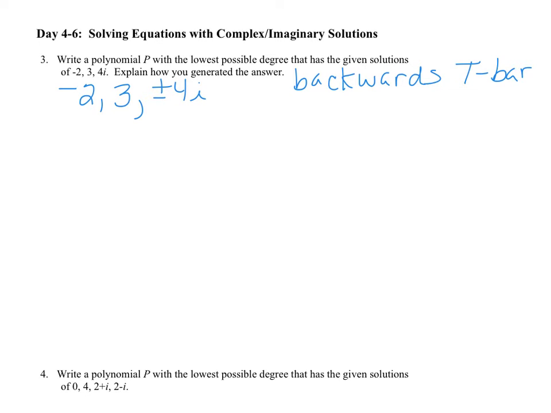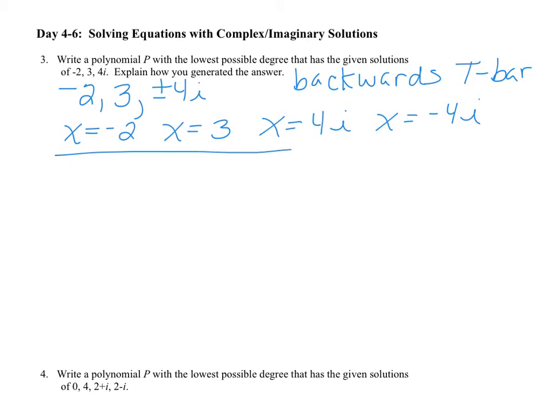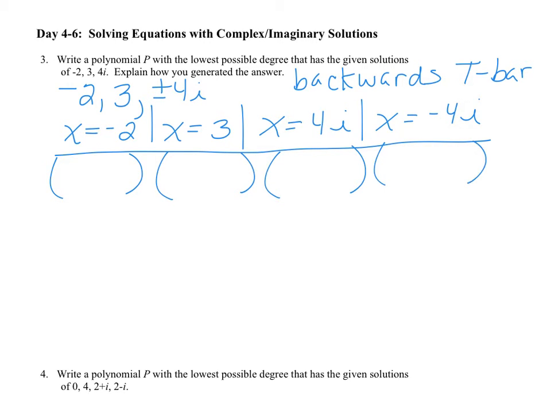All right, so my answers are x is -2, x is +3, x is 4i, and x is -4i. So now I've got to back up the t-bar. All right, so here it is. And I'm going backwards because these are my solutions. So now I'm going to need 4 binomials that will give me those answers. So this one's going to be x plus 2 because if I solved it, I'd get -2. This is going to have to be x minus 3. This is going to have to be x minus 4i. And this is going to have to be x plus 4i.